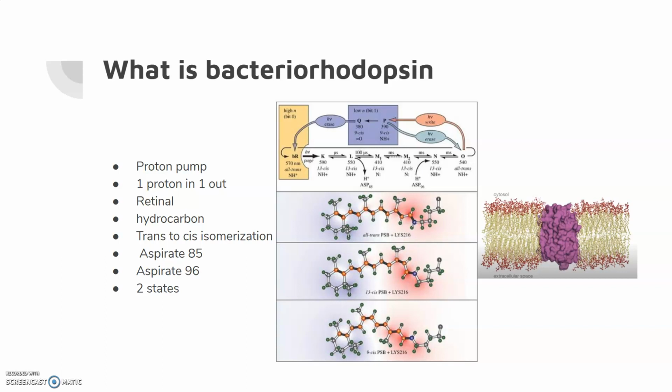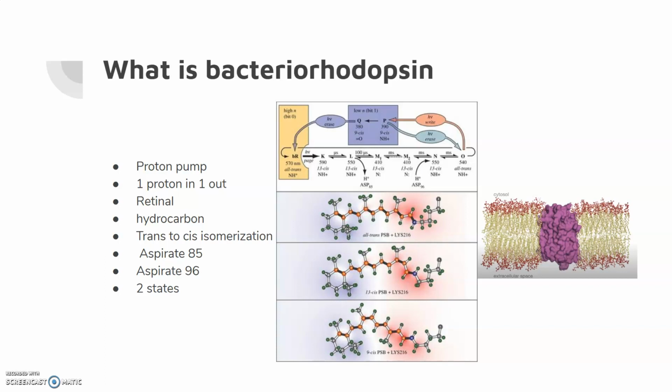Its application in the bacterium where it comes from, I think it's a type of archaea, is that it's very effective at taking one proton and pumping it out. I think it's used in ATP production in order to keep an equilibrium in the cell or something.